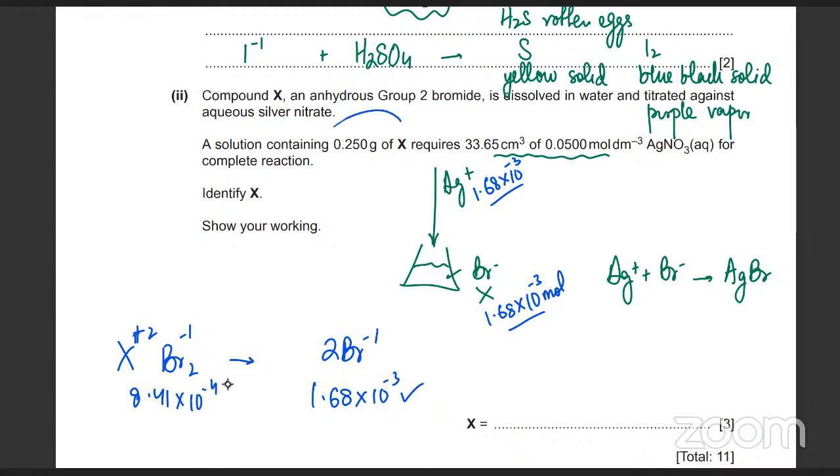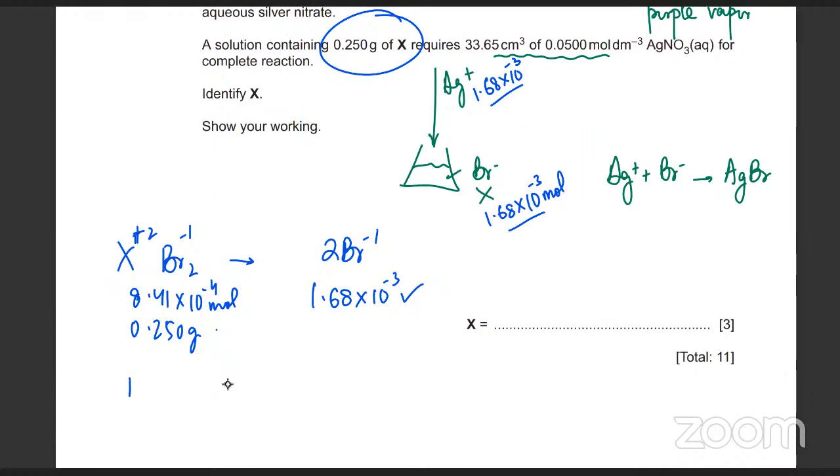And you know the mass as well, which is 0.250 grams. So you can find the Mr. What is Mr? It's mass divided by moles, 8.41 times 10 to the power minus 4 moles. That gives 297.17.